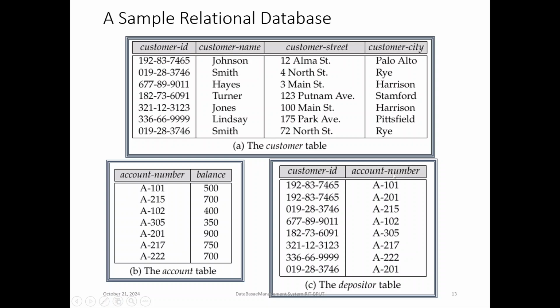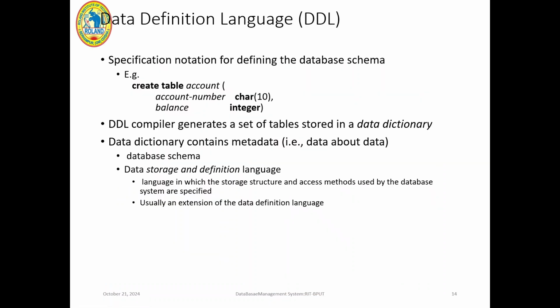Because customer ID is required, the account number is also required. So there you have to deposit whatever the amount. You got it now. So these are the three different tables, and we maintain relationships between them. Then we go for the different types of languages in the database.